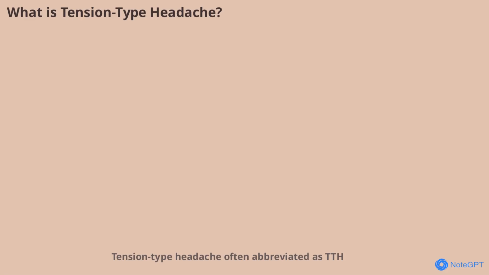Tension-type headache, often abbreviated as TTH, is the most common primary headache disorder worldwide. Affecting over a quarter of the global population, TTH can range from infrequent mild episodes to chronic disabling pain that significantly impacts daily life. Unlike migraines, TTH is typically described as a bilateral, pressing or tightening pain of mild to moderate intensity, and usually lacks symptoms like nausea or sensitivity to light and sound.